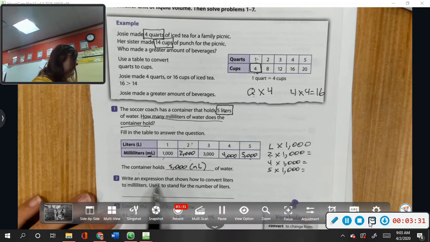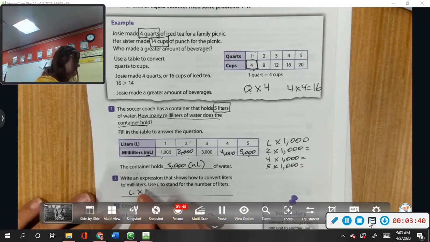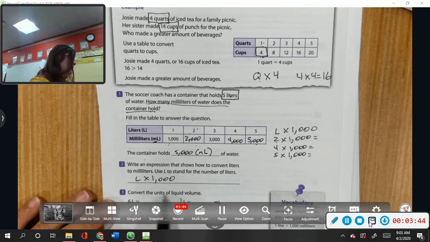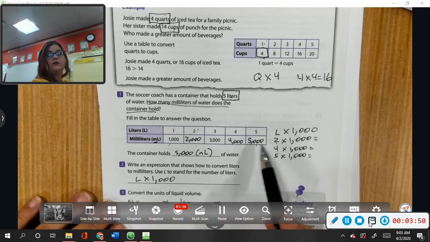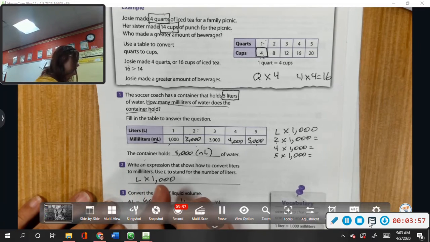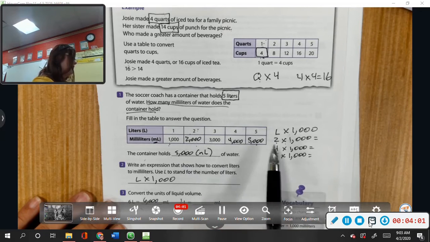Number 2, write an expression that shows how to convert liters to milliliters. Oh, we already did that. Use L to stand for the number of liters. L times 1,000. 3, convert the units of liquid volume. So we have 6 liters. We can look up at our table on this one and infer that 6 liters is going to be the same as 6,000. Just looking at our pattern, we go up 1,000 each time we go up a liter.